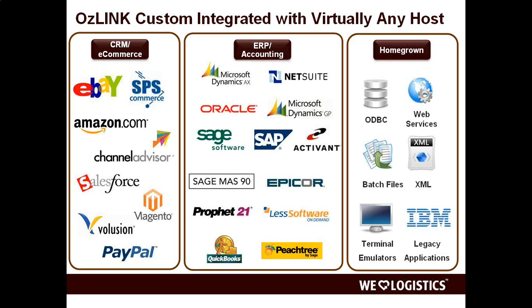So if you don't see your particular application here, or if you're using a combination of these, like let's say we're shipping from eBay and Amazon, can we support a single process for shipping automation through a couple of different systems? It's certainly something that we can assist with through the OzLINK platform.